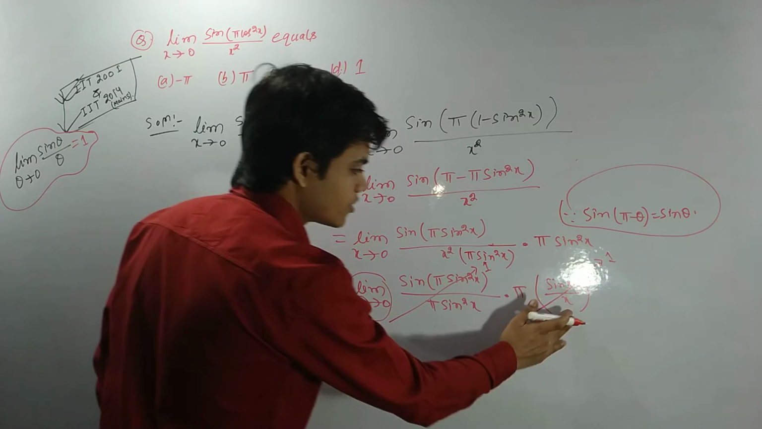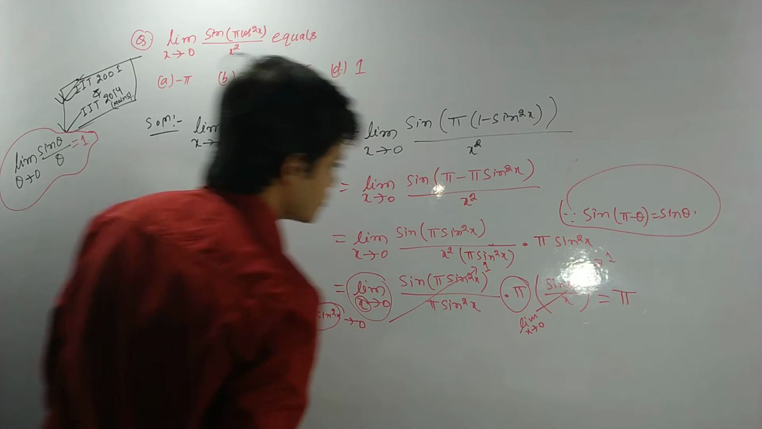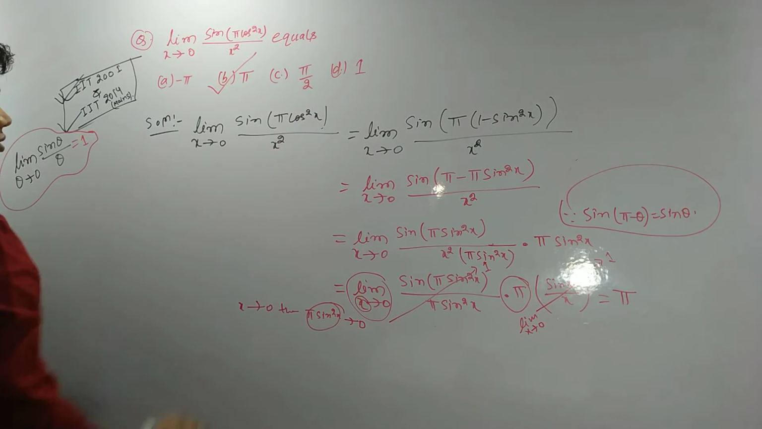So this is 1, this is 1. So only what remains? Pi. Therefore, this pi is your answer. Certainly B is your answer.